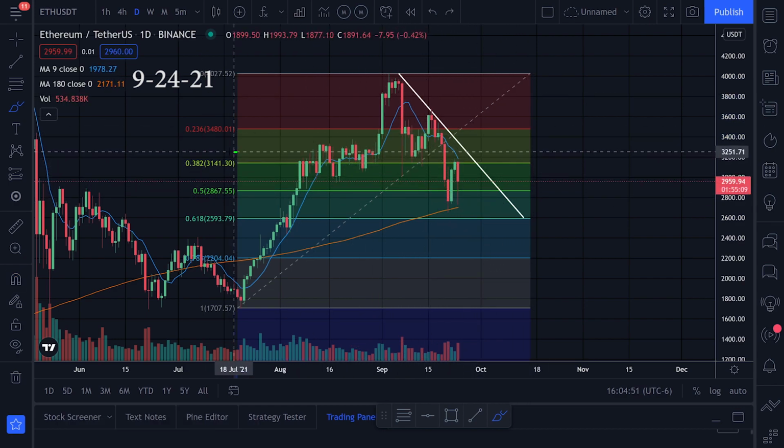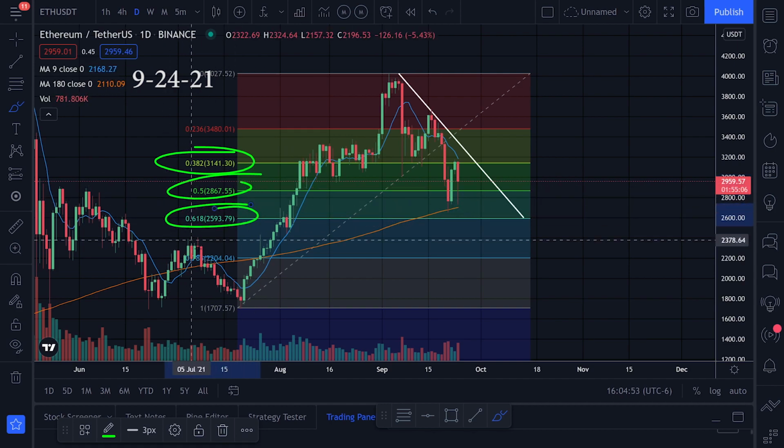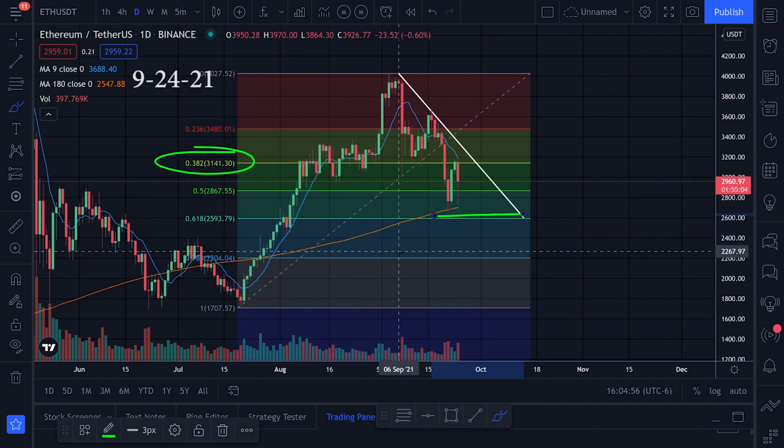And in general, I'm watching these Fibonacci retracement levels for limit orders. And let's see if we could even come down and maybe even hit these ones.